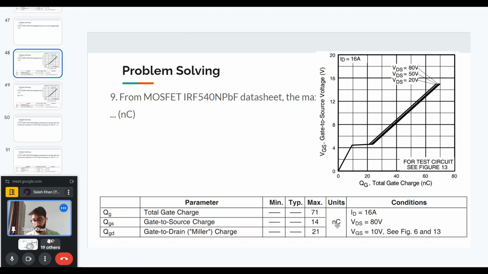So the answer is just simply from this. But now you can look for other things if you want to see that this was taken at particular conditions, and as the conditions change, the gate charge value will also change. So if the VDS changes from 80 volts to something less than that, then the gate charge will also change. But for the answer, it is just simply from this table you take the maximum value of the total gate charge. So I hope that's clear now.